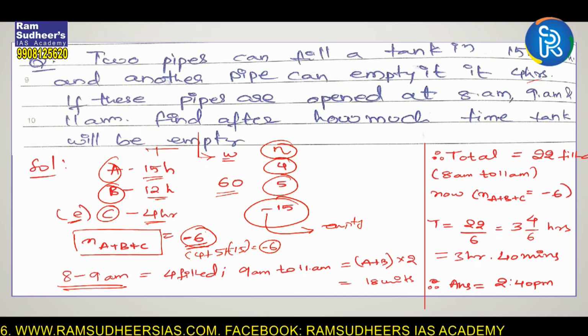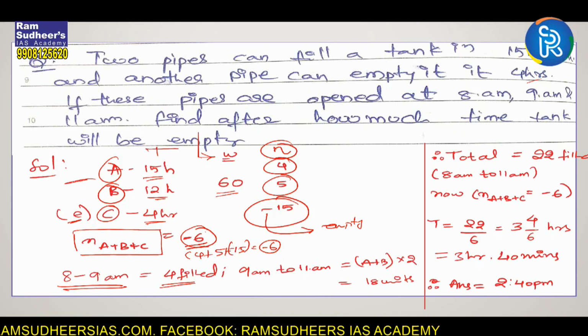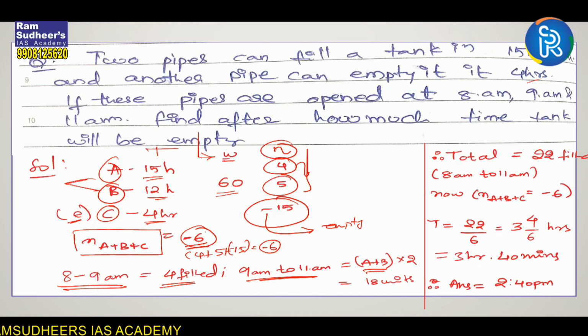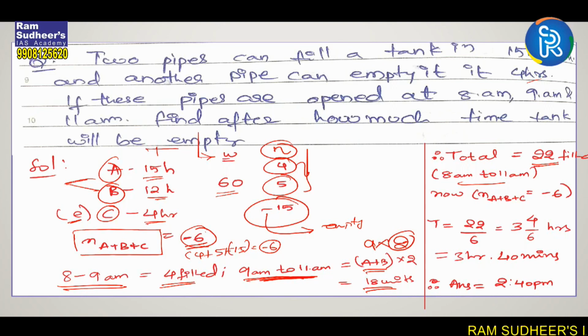Now, from 8 a.m. to 9 a.m., A is the only tap opened, so 4 units of the tank will be filled. And from 9 a.m. to 11 a.m., both taps A and B are operating. Therefore, A plus B, whose efficiency is 9, are working from 9 to 11, 2 hours, and therefore 9 into 2 hours gives us 18 units. Summing up both these, from 8 to 11 a.m., 22 units of the tank are filled, like 18 units over here and 4 units from here. 22 units are filled from 8 to 11 a.m., my friends.